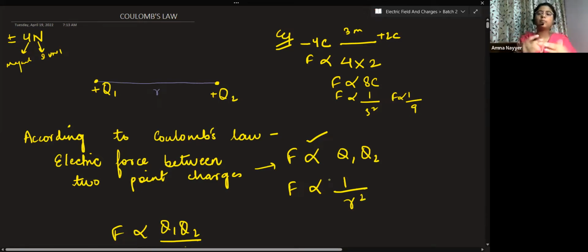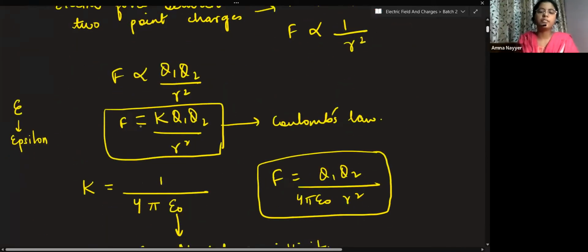So if I combine both these factors, I get my final equation: F is equal to K Q1 Q2 divided by r square. F is directly proportional to Q1 Q2 by r square.